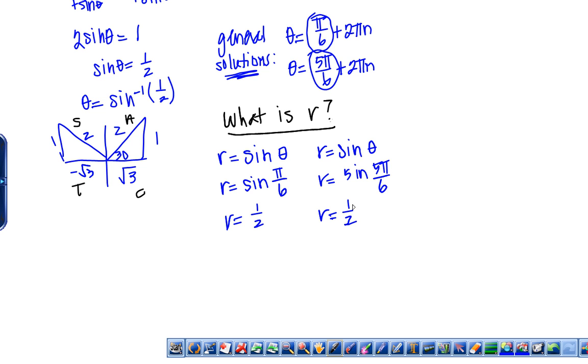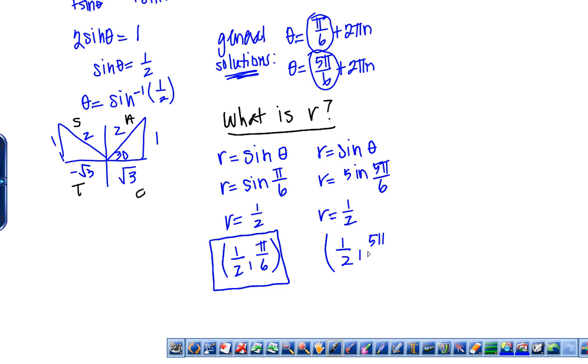Okay, so we write radius and then your degree. So I'm going to have 1/2 and pi over 6, and that's going to be one solution. And I have 1/2 again and 5 pi over 6, and that is a second solution.